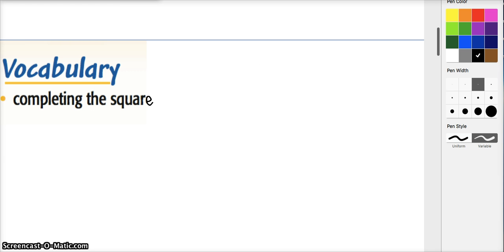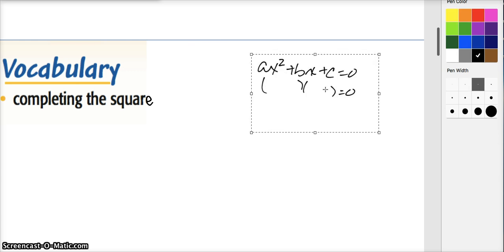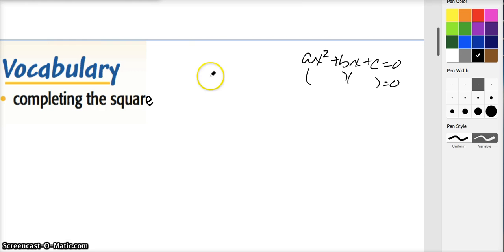First of all, I've told you that when we have equations of the form ax squared plus bx plus c equals 0, this is the typical way that we would solve a quadratic equation. We'd factor it, set it equal to 0, and do our thing. Sometimes we can't do that. And so this is not an option.